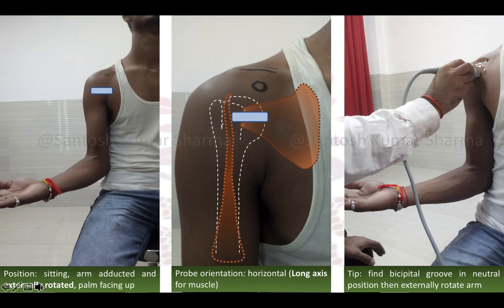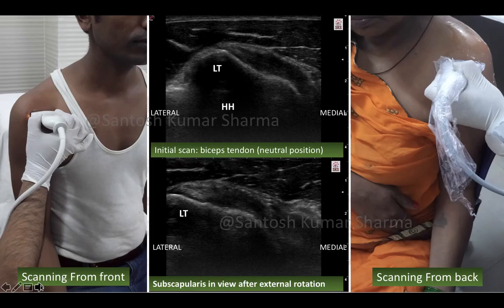axis for the muscle. Here another tip is that once we have found the bicipital groove in neutral position, then just rotating the arm externally brings the subscapularis into the picture. So this is how it is done. Initially you can see the bicipital tendon on the left side or the lateral side of the screen, and on the medial side is the subscapularis, and once you externally rotate, the subscapularis bulk comes into the picture.